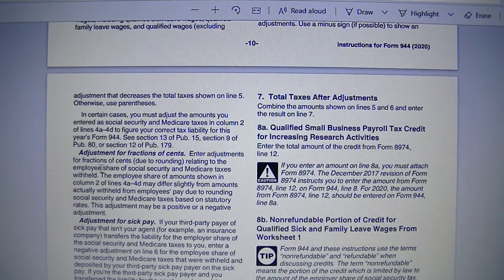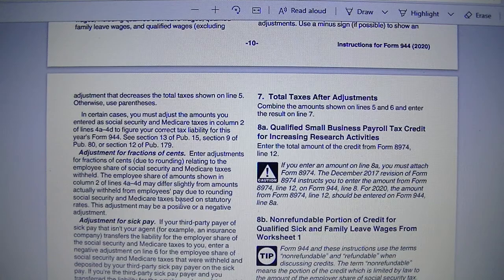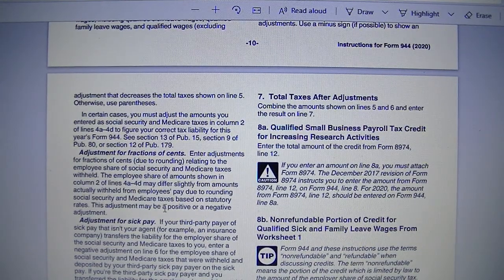Enter the adjustment for fraction of cents due to rounding relating to the employee share of Social Security and Medicare tax withheld. The employee share of the amount shown in column 2 of lines 4a to d may differ slightly from the amount actually withheld from employees' pay due to rounding Social Security and Medicare taxes based on statutory rates. So this adjustment may be a positive or a negative adjustment.